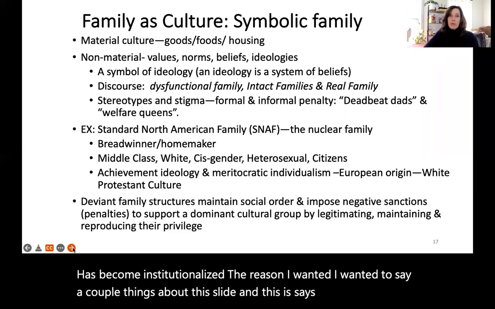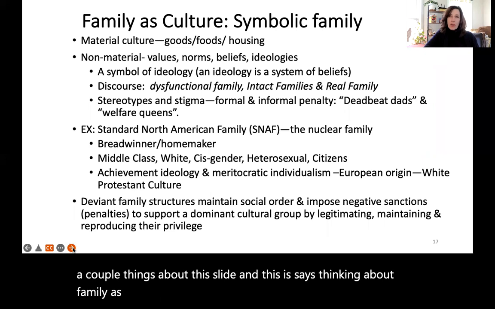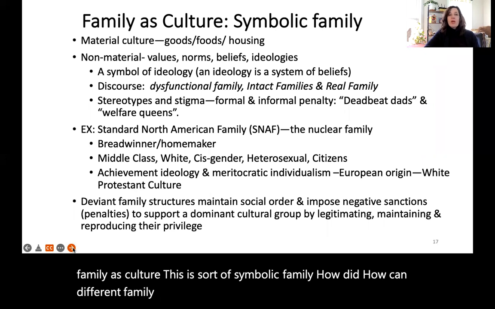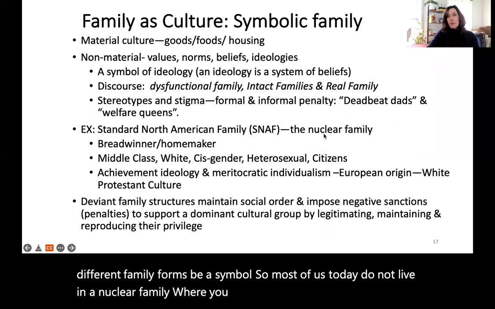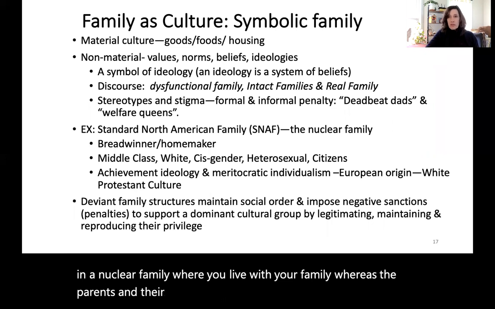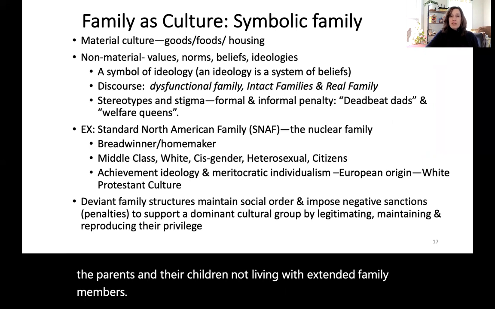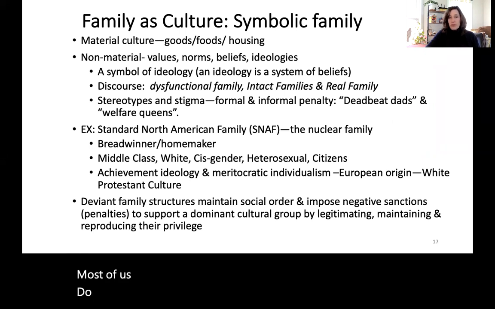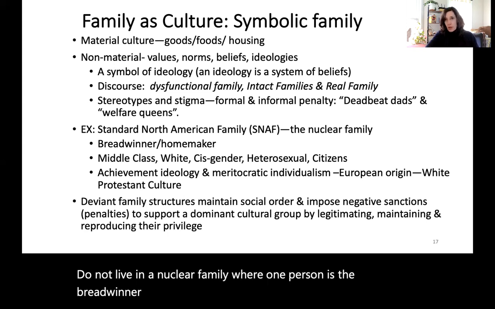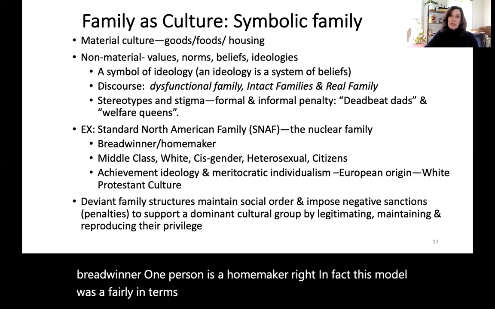The reason I wanted to say a couple things about this slide, and this says thinking about family as culture, this is sort of symbolic family. How can different family forms be a symbol? So most of us today do not live in a nuclear family, where you live with your parents and their children, not living with extended family members. Most of us do not live in a nuclear family where one person is the breadwinner, one person is a homemaker, right?